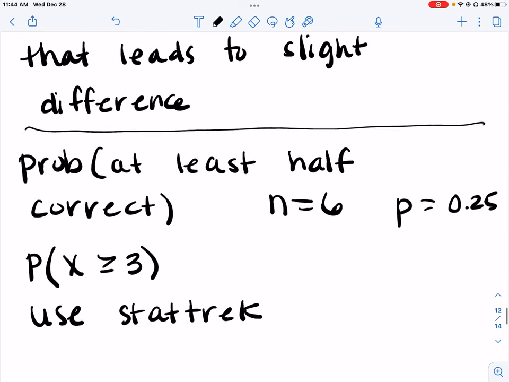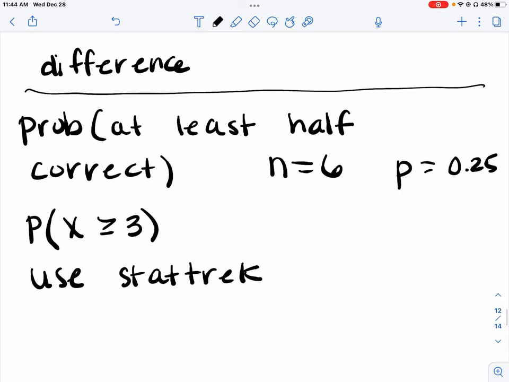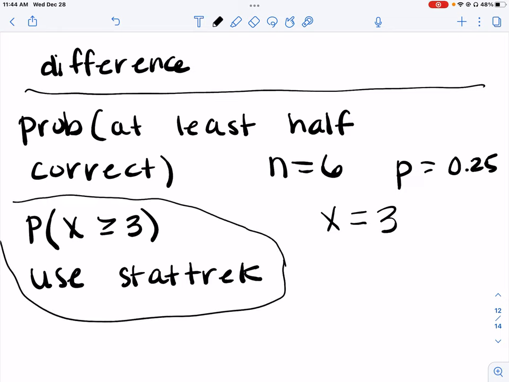All right, what about the probability of at least half correct? Well, half of 6 is 3. So you would use StatTrek. Since it said correct, you use p equals 0.25. You would put in x equals 3, but the answer you're looking for is x is greater than or equal to 3, because at least means 3 or more.